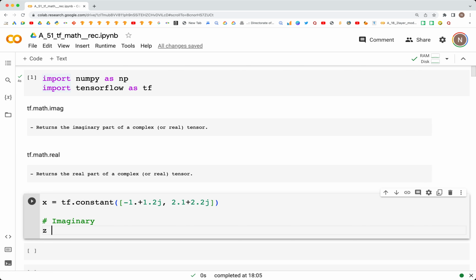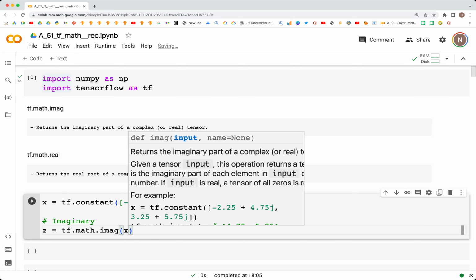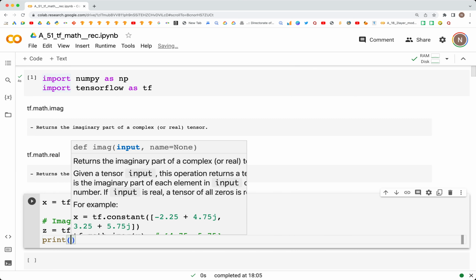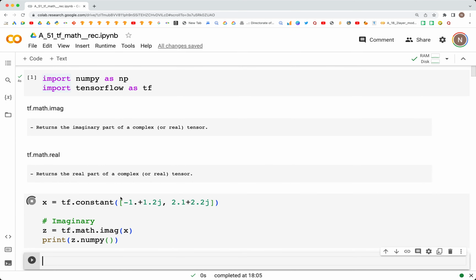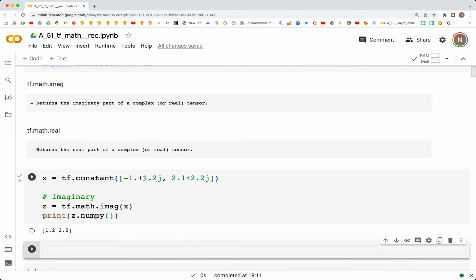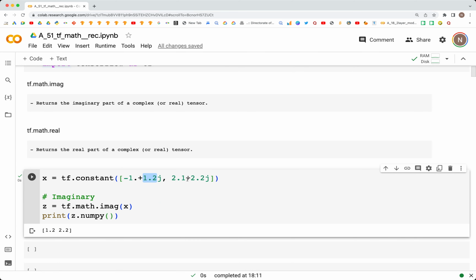And now when we try to get the imaginary part, we would type tf.math.imag. So that is imaginary x. And now if we try to print the value of z, we should get the values 1.2, that's the imaginary part, and 2.2 right here, and those are the values we get.